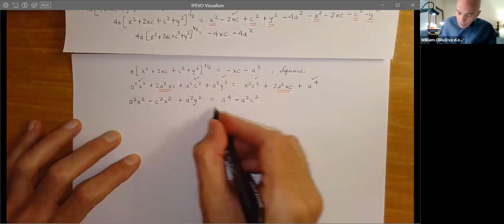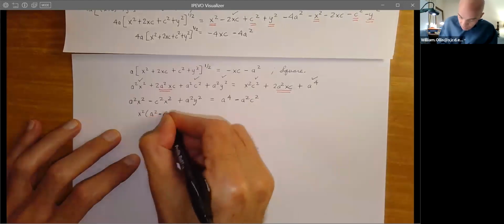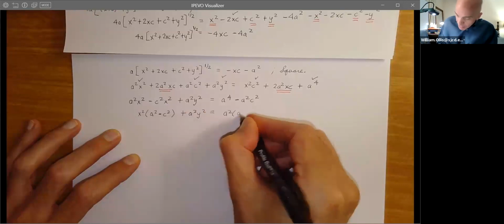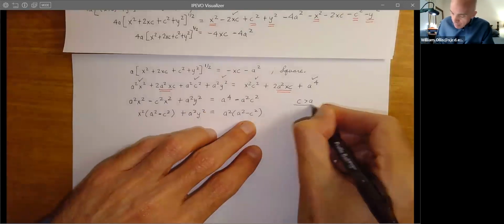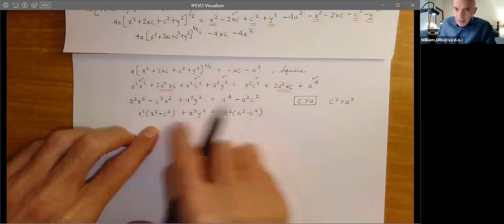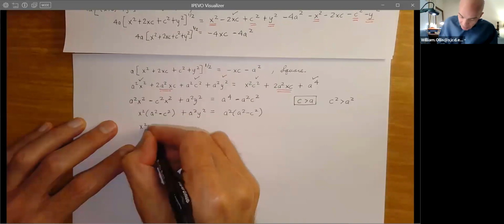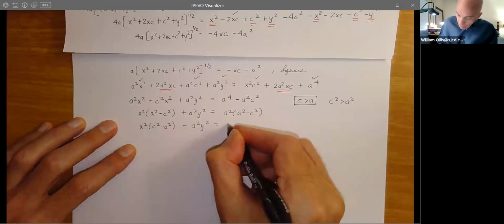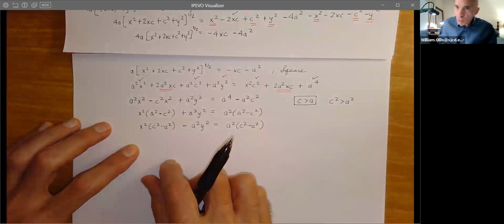So now, of course, over here, we just want to factor. So we have x squared times a squared minus c squared plus a squared y squared. And then we have a squared times a squared minus c squared. But this is where we want to use c is greater than a. So of course, this would give us c squared is greater than a squared. So to get rid of all these negatives, let's hit the equation with a negative sign to respect this inequality. So this will be x squared times c squared minus a squared minus a squared times y squared equals a squared times c squared minus a squared. So the negative here, we just flip to actually create the multiplication by negative.